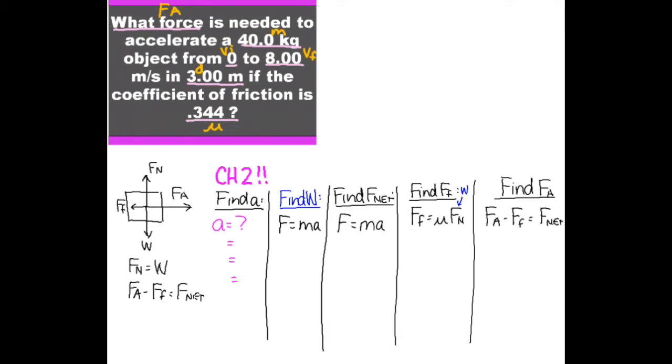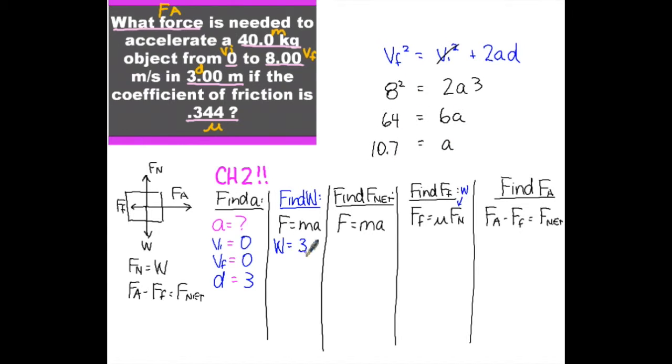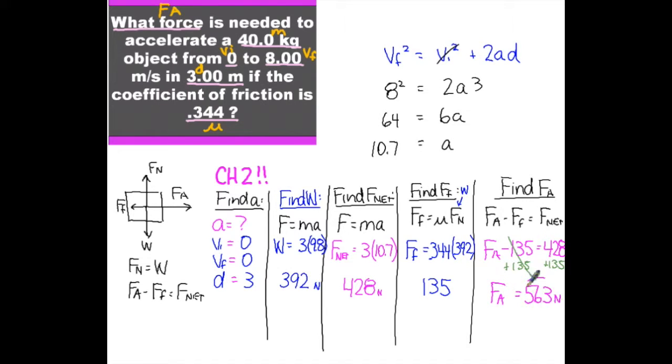I hope you got this. Okay, I wrote this at school and I'm voicing it over at home. You can tell this V final here should have been an 8. I hope you got 563 newtons. Let's try another example.